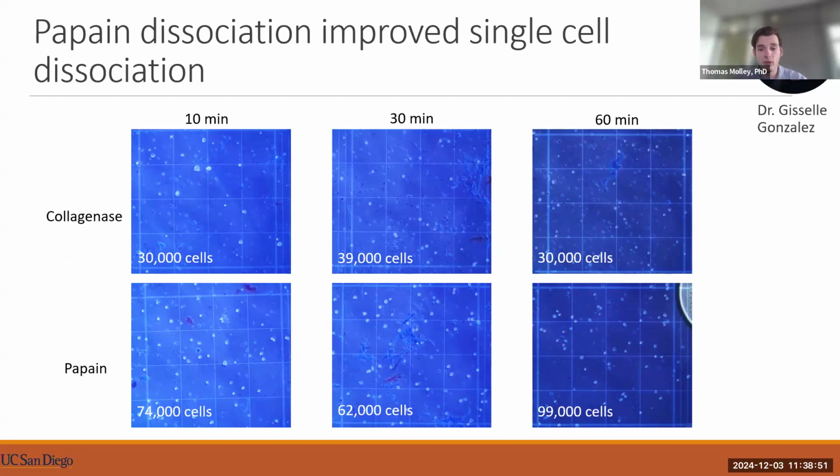When we use papain, we actually got 2 to 3 times the yield of cells in the same amount of time. The collagenase didn't really seem to pull up more cells over time, so 10 minutes was already enough. Whereas papain was roughly a bit more strong at 60 minutes, but again, at 10 minutes, we're still getting a majority of the cells we want, so we know we're able to get a good yield very quickly.